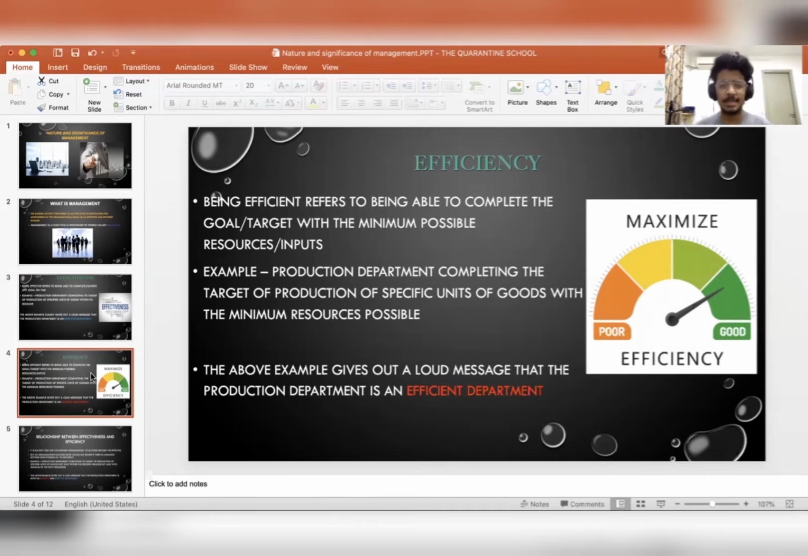Example, let's take the same production department example. Let's say that the production department is able to complete a target of 200 units of any particular good within, not specifying time period here. So it is completing the target with the minimum inputs. So in this case, the production department is surely an efficient department.